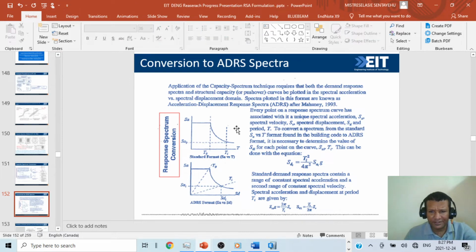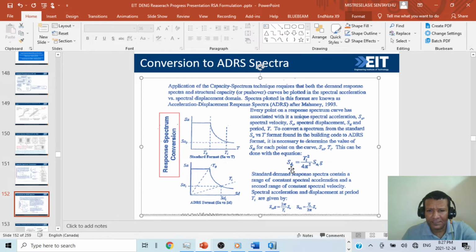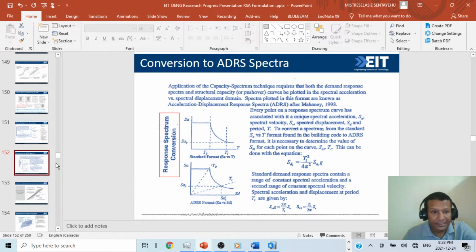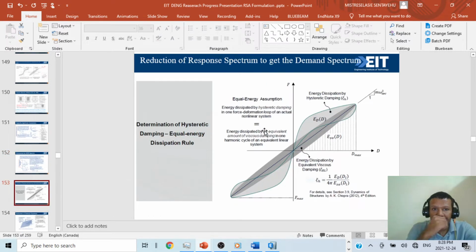So you can read it, but this is a formula for spectral displacement. This is a formula we have, for how to change spectral acceleration and spectral displacement. This is also the formula. Everything is given, only a matter of reading. But now let's go here.